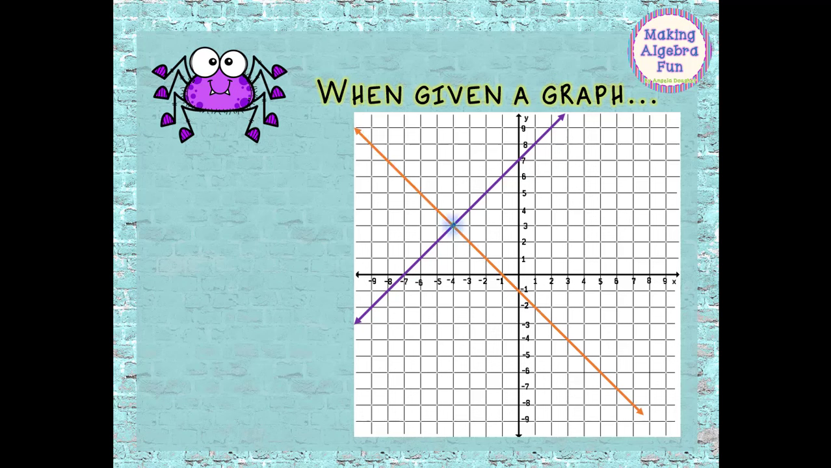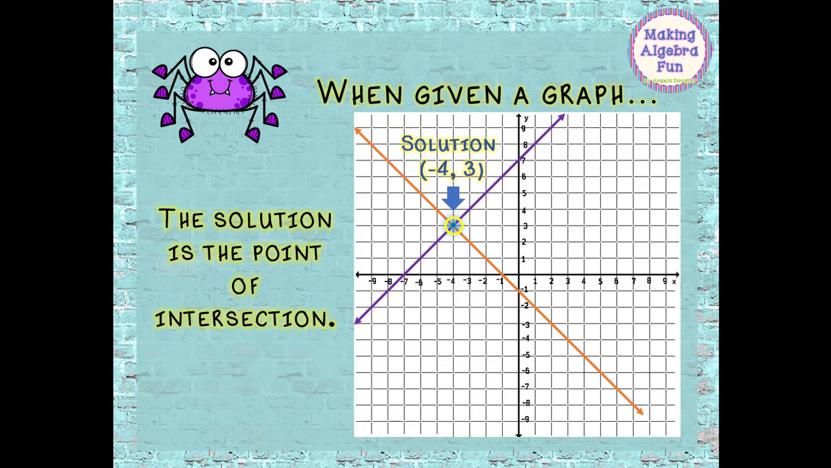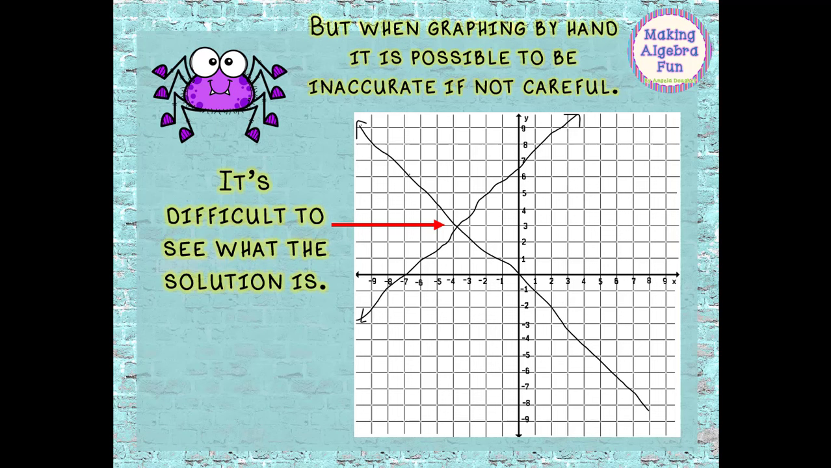So recall that when you're given a graph, you're looking for the point of intersection. And a graph like this would be great because it's perfectly drawn and you can see exactly where they intersect, and that would be fine. However, when we're doing this by hand, it's not always as easy to see exactly where they cross, sometimes just due to human error with squiggly lines or lines that aren't perfectly drawn. You can see that it's difficult to find out where that solution may be.